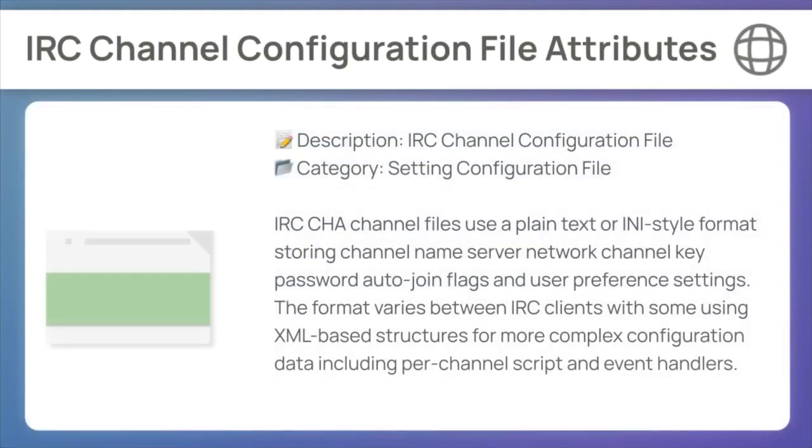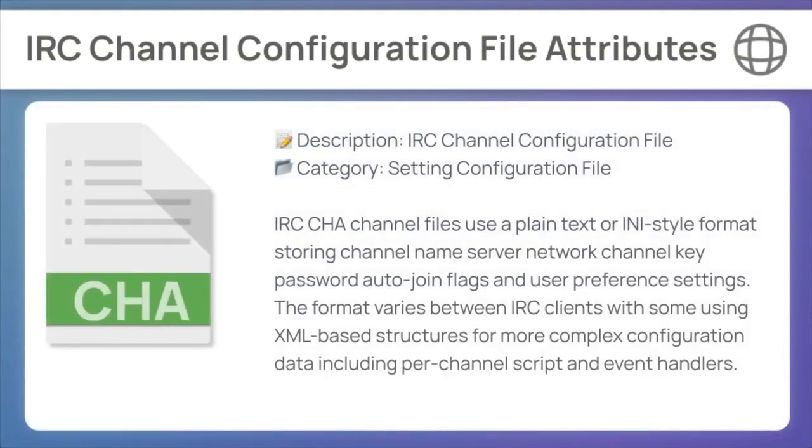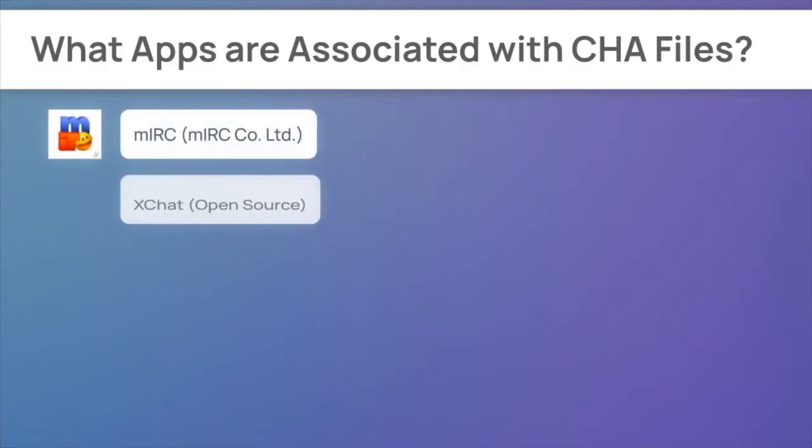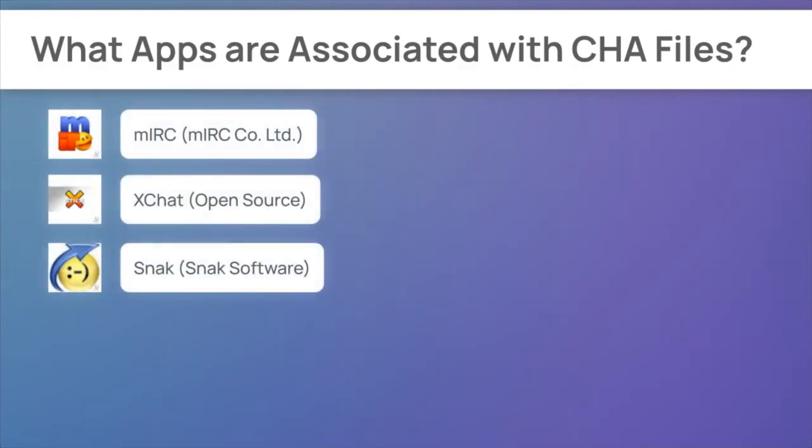IRC CHA channel files use a plain text or INI style format, storing channel name, server network, channel key password, auto-join flags, and user preference settings. The format varies between IRC clients, with some using XML-based structures for more complex configuration data, including per-channel script and event handlers. To gain full access to CHA, the application needed is mIRC from mIRC.